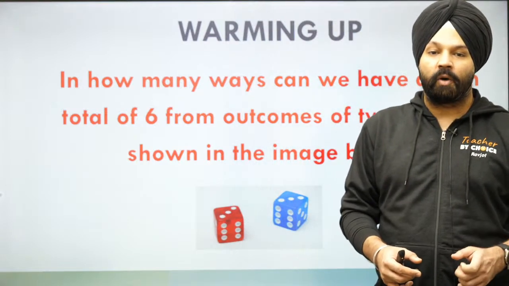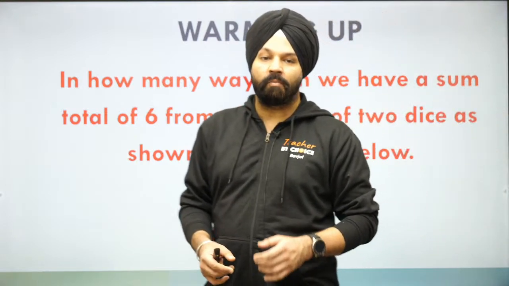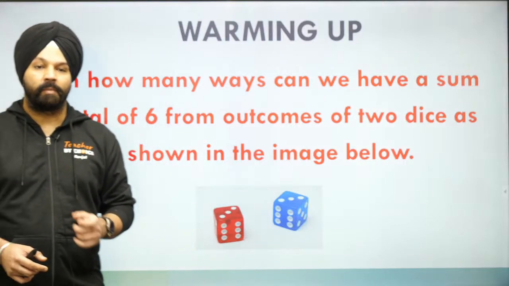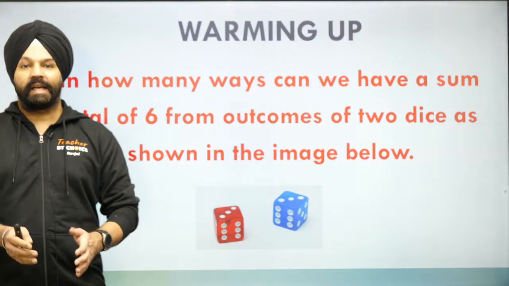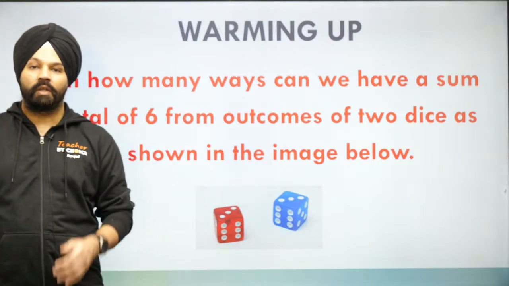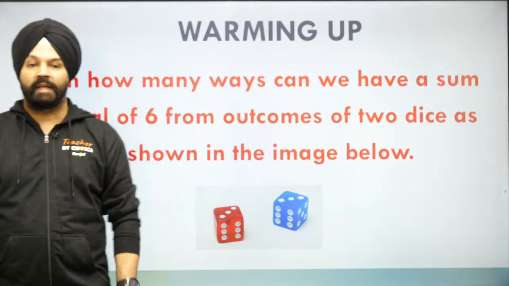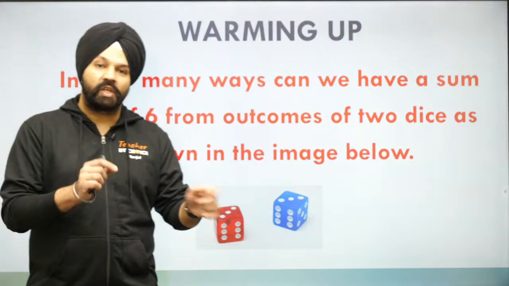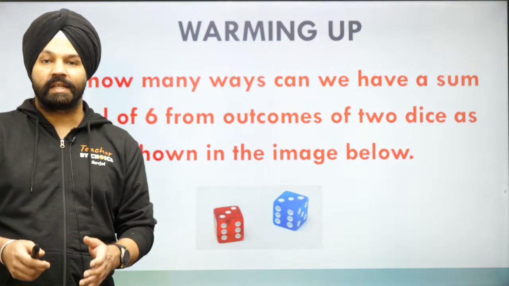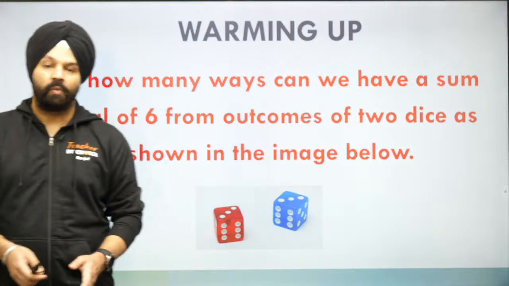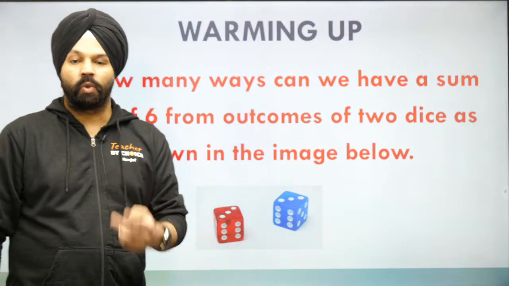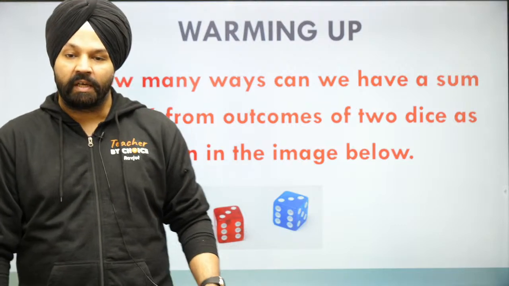The question says, in how many ways can we have a sum total of 6 from outcomes of 2 dice as shown in the image below? कितने तरीके हैं 6 लेके आने के as the sum of the numbers on the output of 2 dice as shown in the diagram? You can see 2 dice are there. You can see 3 and 3. The sum total is 6. The question is, how many ways are there in which you can get 6 by throwing 2 dice, 6 as the sum total of the outcome?